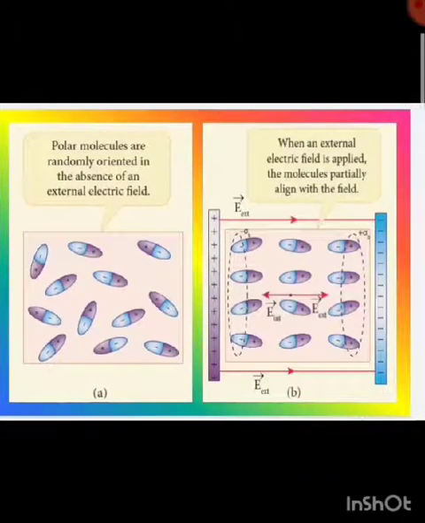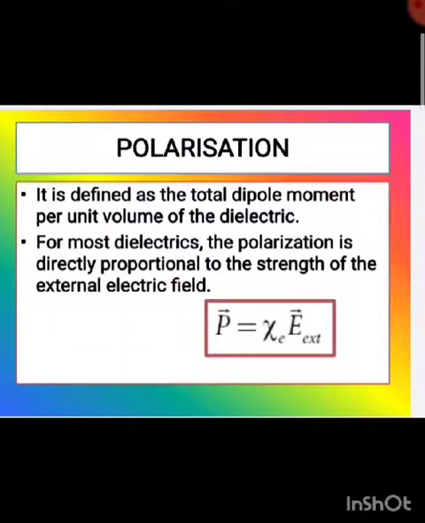Polar molecules are randomly oriented in the absence of an electric field. Diagram A represents the molecules in random motion, in a randomly oriented manner. When these polar molecules are placed in an external electric field, the molecules partially align with the electric field. See the diagram. They orient themselves with the help of the electric field.